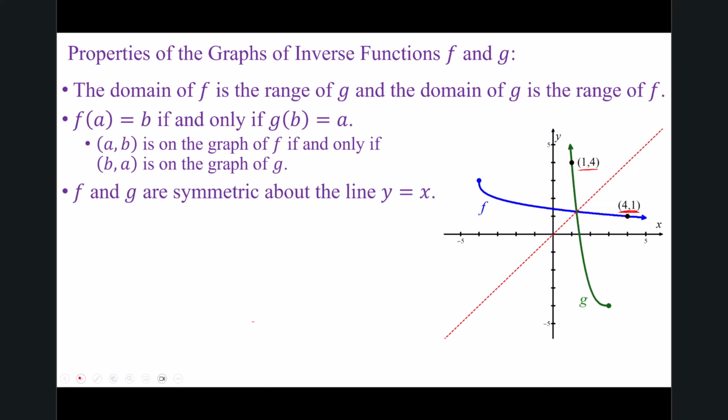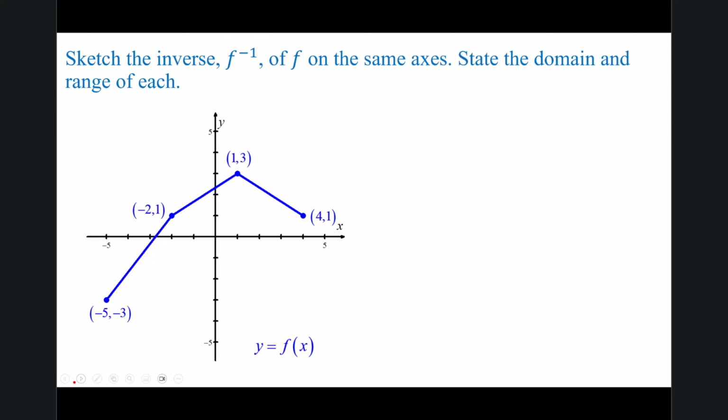Also notice that f and g are symmetric about the line y equals x, which makes sense because we switched the x's and y's. So let's sketch the inverse of f on the same axis, and we'll talk about the domain and range. So let's look at f first. For f, our domain would be the possible x values. The x value on the very left is -5, and the x value on the right is 4. And the range, we look bottom to top. The very bottom y value is -3, and the very top y value is 3.